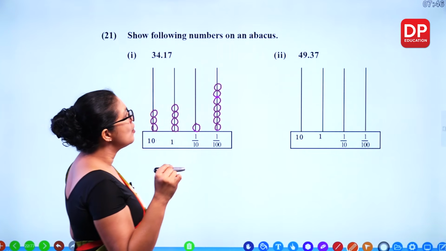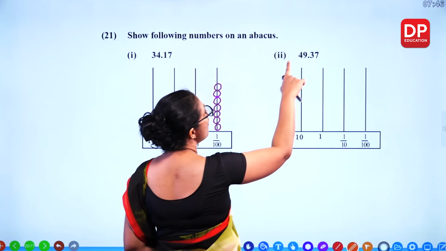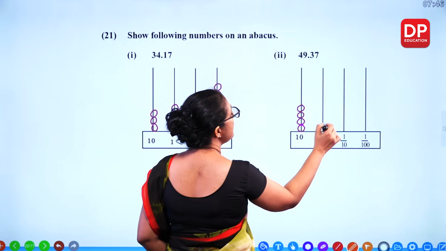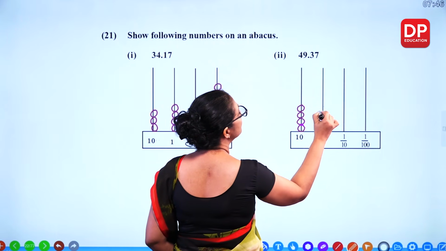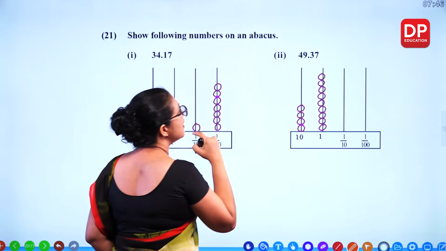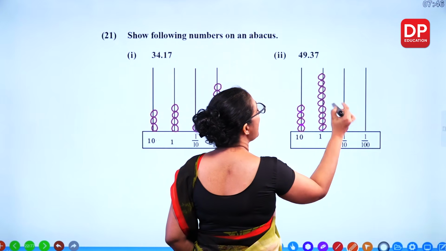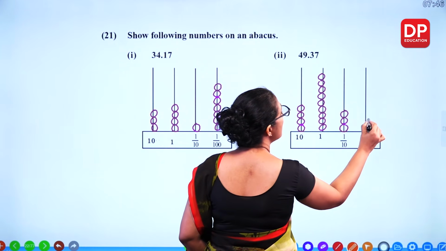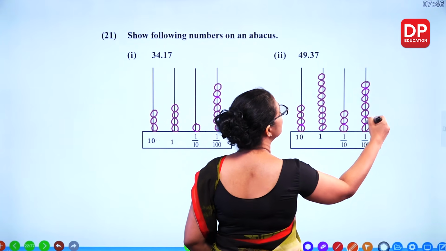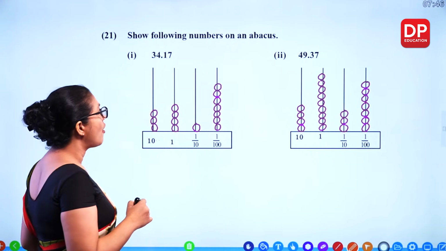49.37, how can you show that? 4 in tens place, 9 in ones place. Then first decimal place 3, and 7 in the hundredths place. So that's the number on an abacus.